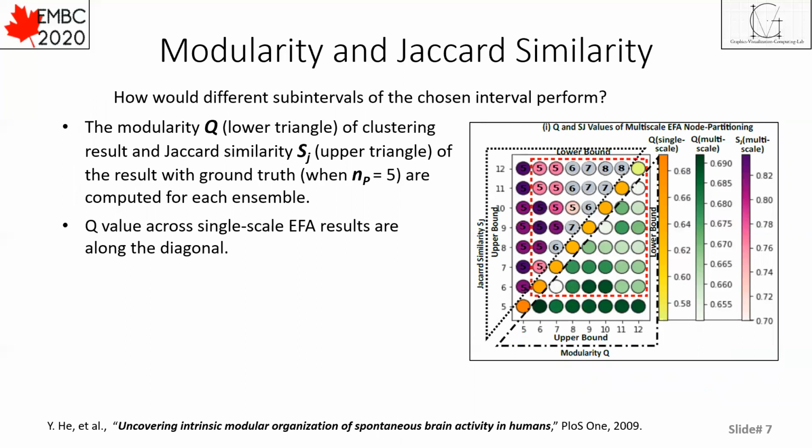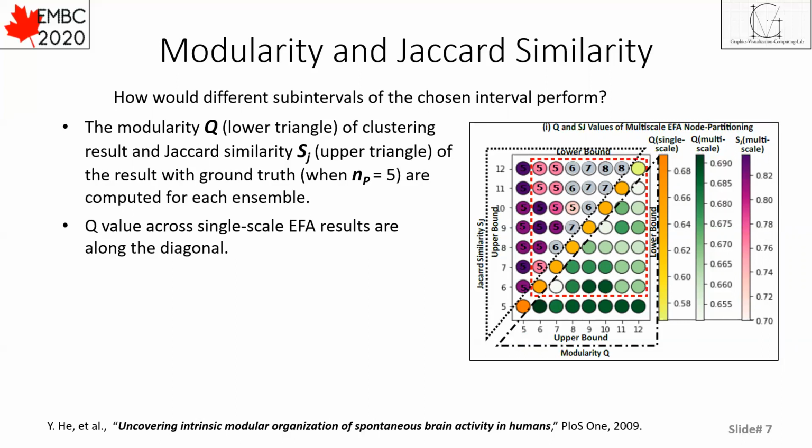Here we have measured and depicted the modularity and Jaccard similarity values for an ensemble of runs of EFA. Modularity values are at the lower triangle and Jaccard similarity values at the upper triangle. Single-scale EFA modularity values are shown across the diagonal. Using this result, we can study how different subintervals of the chosen interval perform in terms of Q and SJ, that is Jaccard similarity.